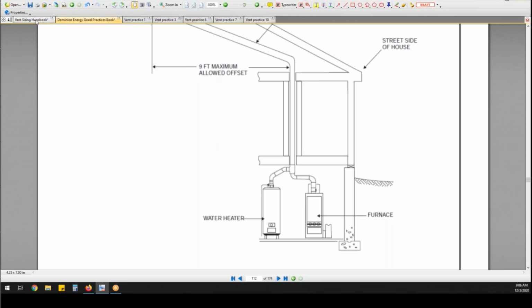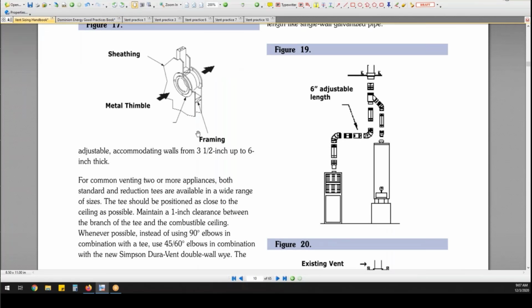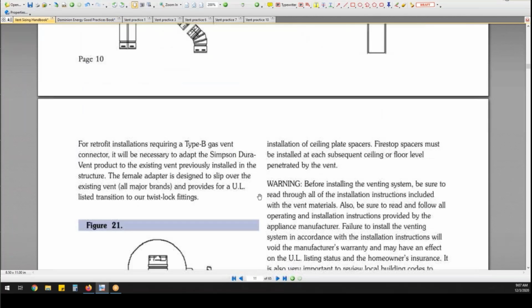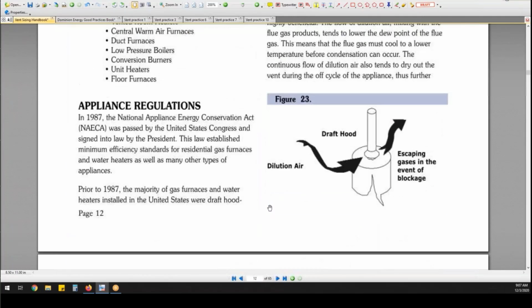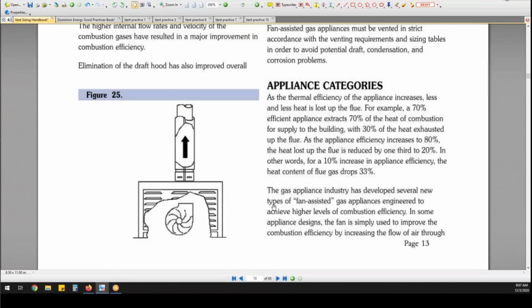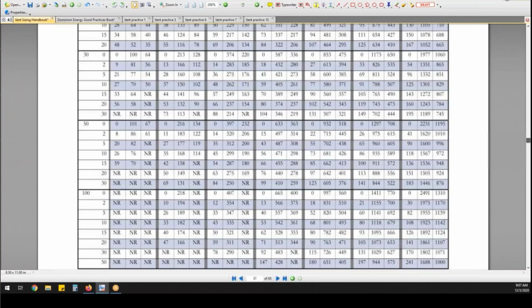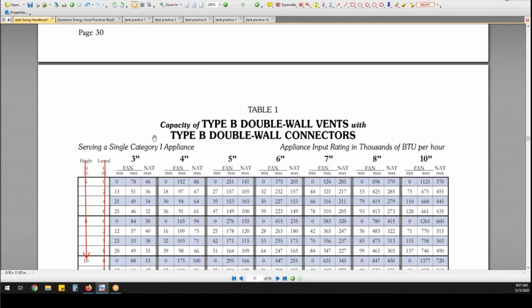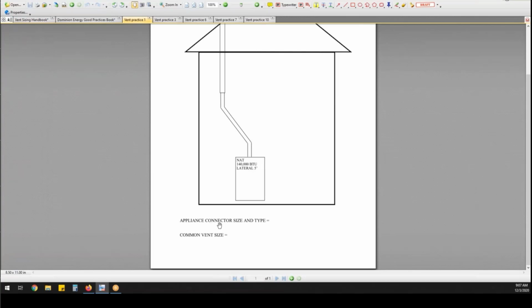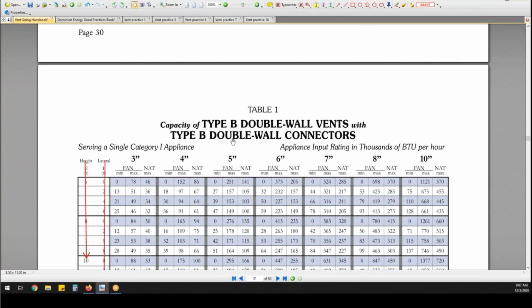That's what we use the charts for, okay? So like the one we just did, we were trying to find out what our connector can be. On that first practice one, what appliance connector size and type can we use, and what common vent size? We found out we could do it. It can all be double wall, okay?